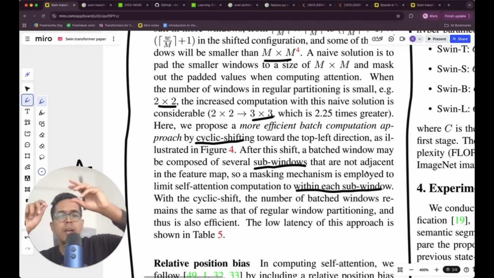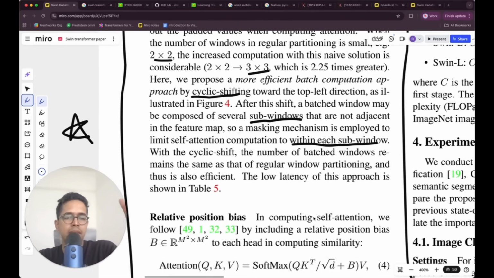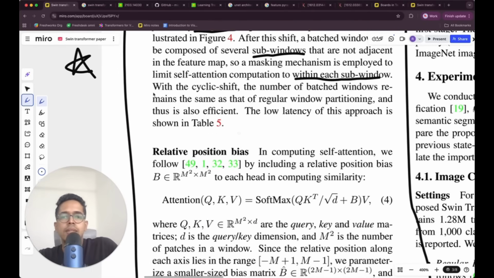Basically, every patch will have a window ID associated with it. If the window IDs of 2 different patches are the same, there will be attention between them. If the window IDs between 2 patches are not the same, they will have no attention between them, right? That is how it is done. With the cyclic shift, the number of batched windows remains the same as that of regular window partitioning. So the number of windows will still remain 2 by 2. And this will be more efficient. The low latency of this approach is shown in table 5. So this results in much lesser latency. This is the shifted window implementation.